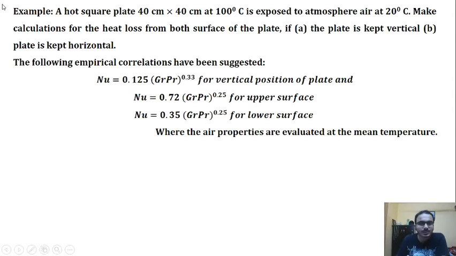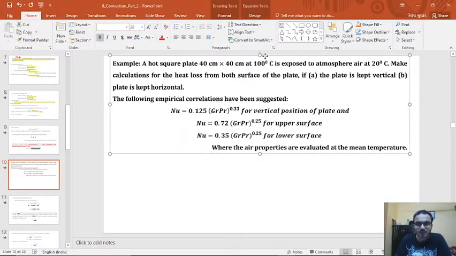Now if you see, this is the question, and as I was speaking very quickly all the empirical correlations, you don't need to remember these equations, because this will be given to you either in the question or you will be allowed to use the heat transfer data book. So in this question you are already given all the empirical correlations that you need to apply for this problem. So let's take this.